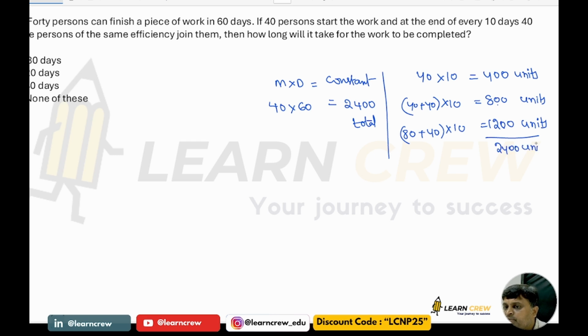In how many days here? 10 plus 10 plus 10, 30 days. So it will take 30 days to complete the work in this procedure, if for every 10 days 40 members are included. I hope it is clear.